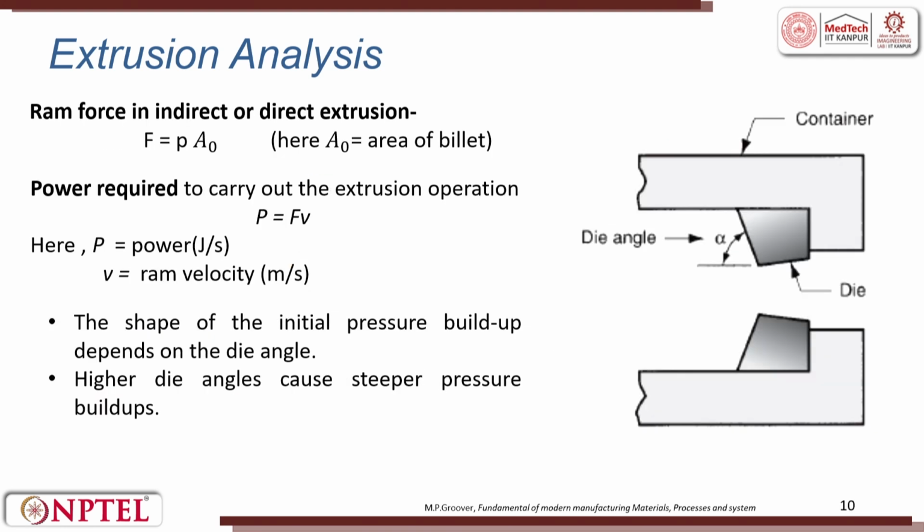Ram force in indirect or direct extrusion is given by force is equal to pressure into area. Area is the initial area of the billet. Power required to carry out the extrusion operation is P is equal to force into velocity, where V is the ram velocity, and force is calculated from pressure into area. The shape of the initial pressure buildup depends on the die angle. Higher die angles cause steeper pressure buildups. This was all a review of the things that we already have covered in the previous lectures.